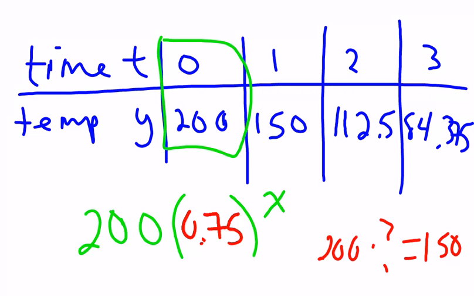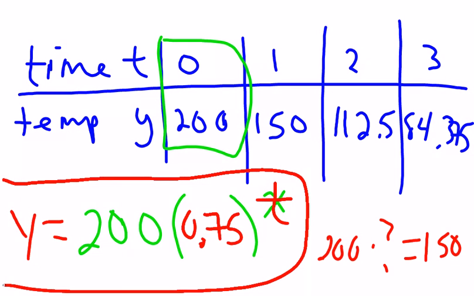Now, could we check our equation to make sure that it works? The answer is yes, we could. If we plug in 1, we should get 150. If we plug in 2, and I used x and we should use t, sorry about that, we should get 112.5. If we plug in 3, we should get 84.375. And if those all work, then this is indeed our equation.